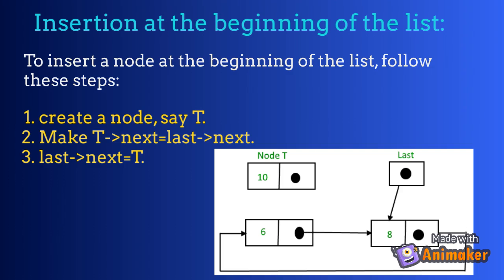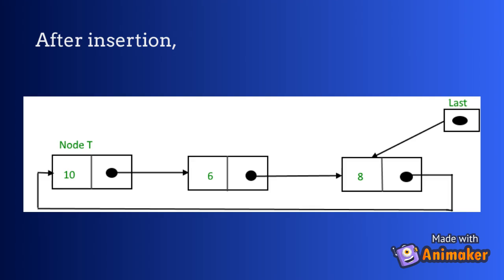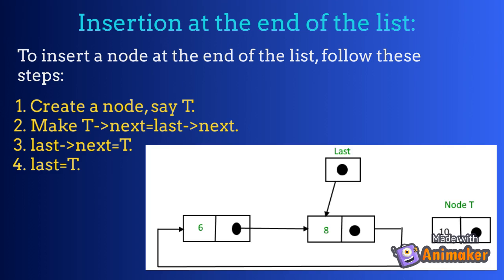Insertion at the beginning of the list. To insert a node at the beginning of the list, follow these steps. Create a node, say T. Make T next equal to last next. Then last next is equal to T. After insertion, the list will look like this.